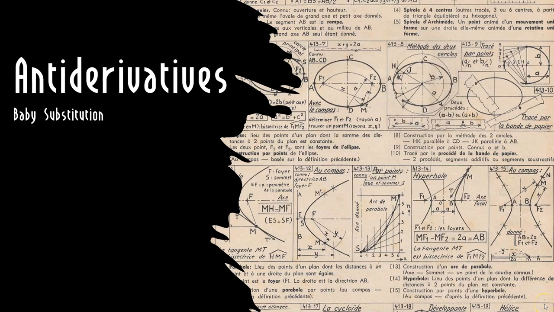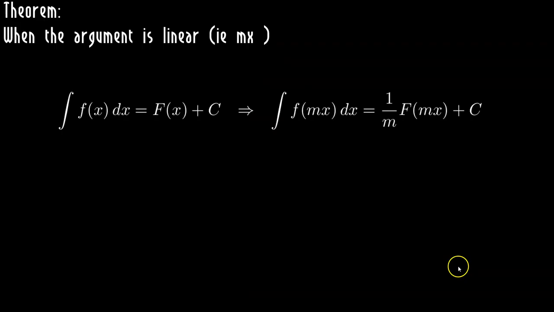In this video, I want to introduce you to one of the methods of integration that you typically see in Calc 2, or when you do integral calculus. I'm not going to get very deep into it, but I want you to have seen some of it. When the argument is linear, i.e. m times x, where m is some constant, then it's very easy to do the integral if you already know how to integrate the function in the first place.